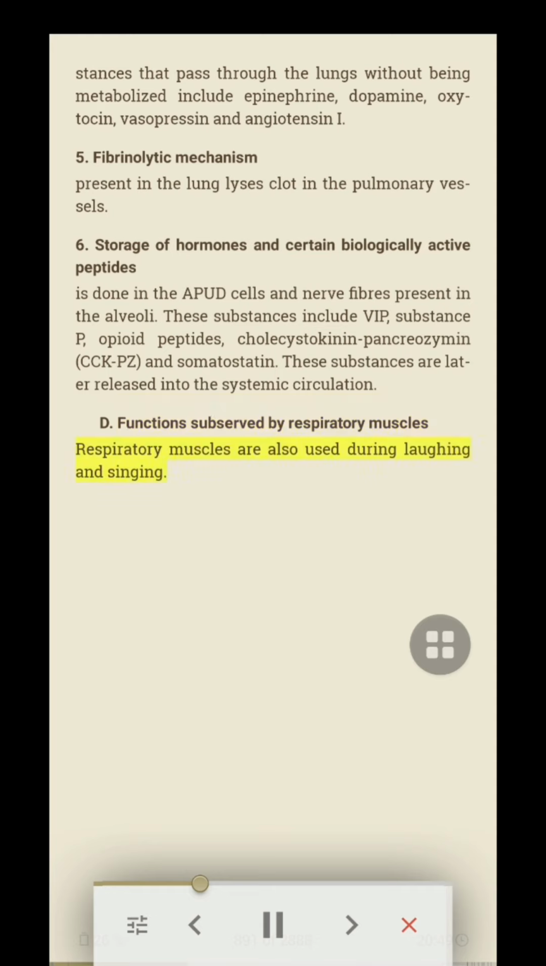D. Functions subserved by respiratory muscles. Respiratory muscles are also used during laughing and singing.